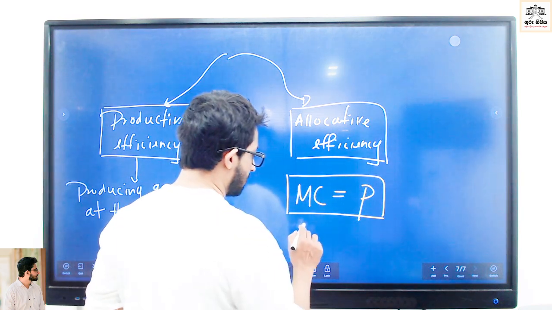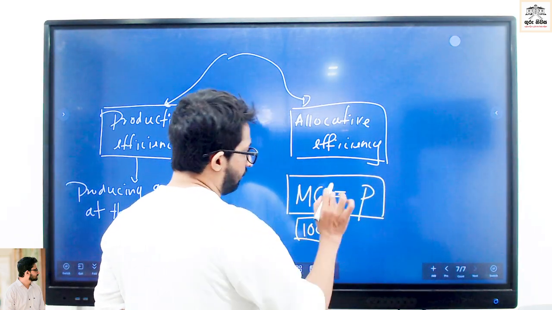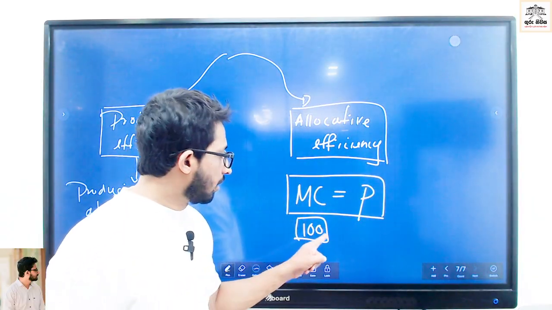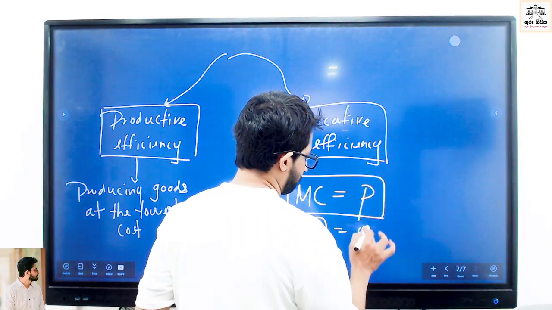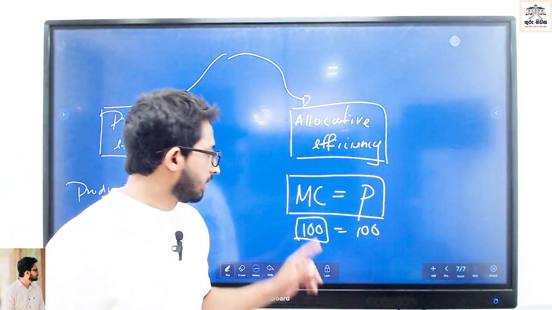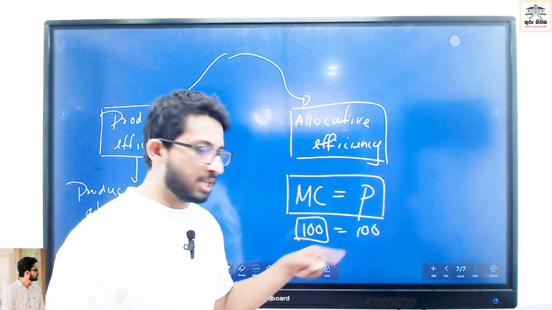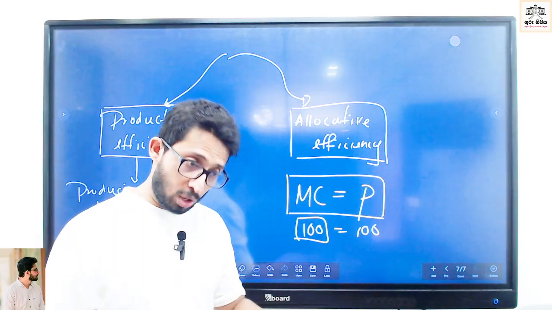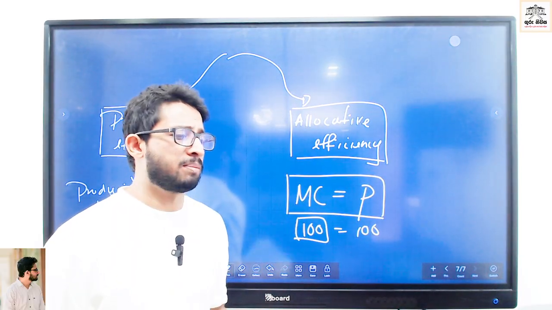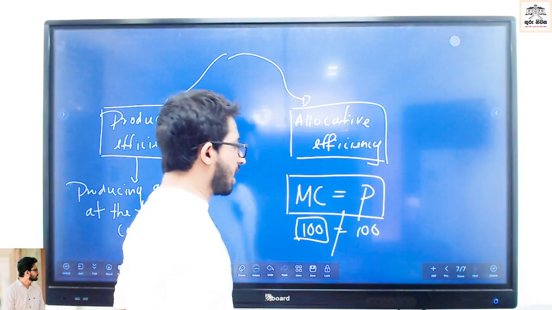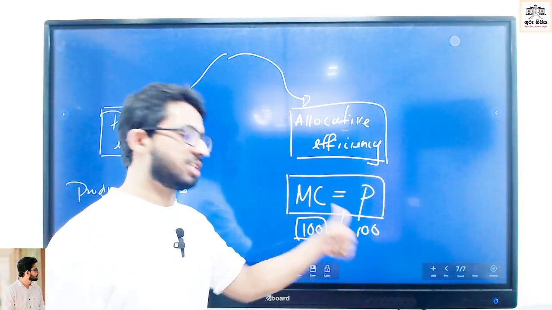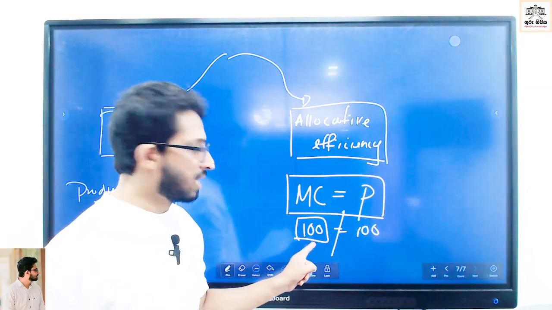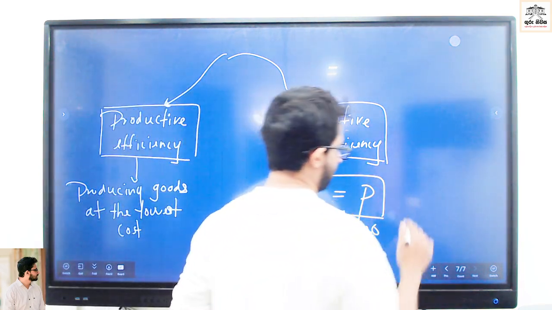If marginal cost is 100 rupees, for allocative efficiency we expect the firm to charge only 100 rupees, right? The price also should be 100 to achieve allocative efficiency. But a monopoly firm has significant market power, so they never charge a price equal to marginal cost. They charge a higher price. If marginal cost is 100 rupees, they can charge maybe 200 rupees.